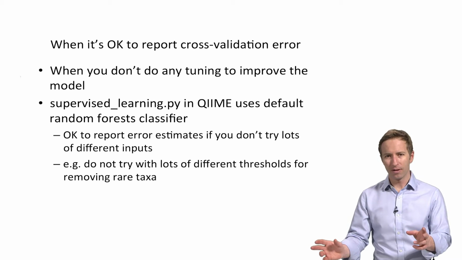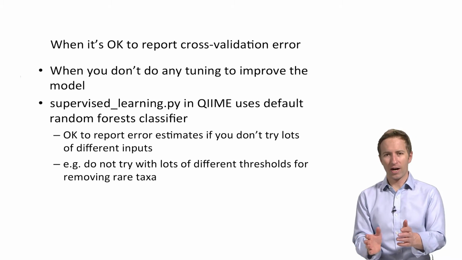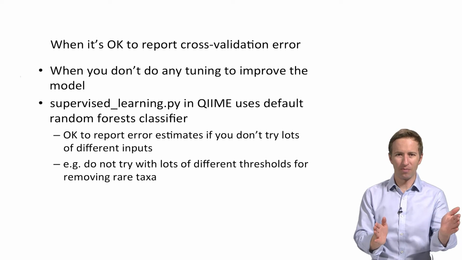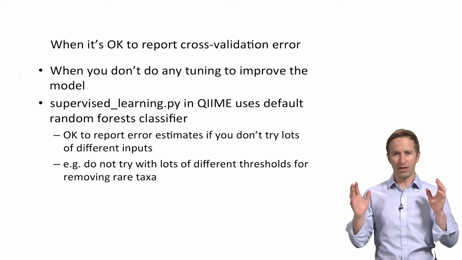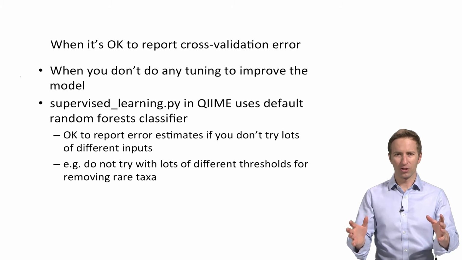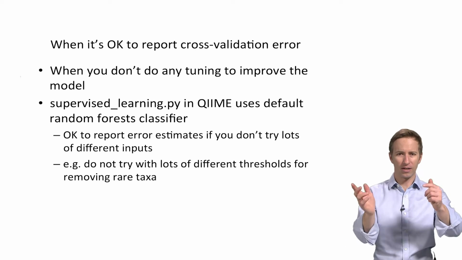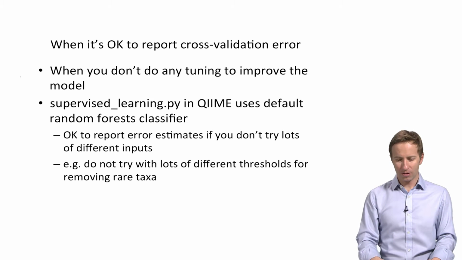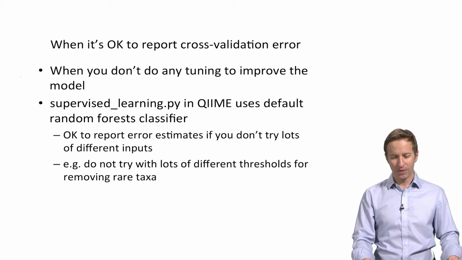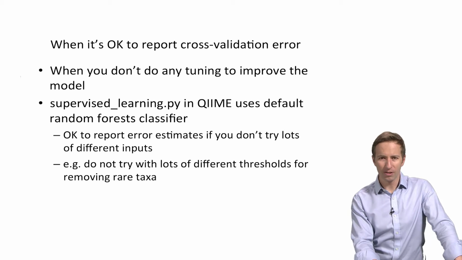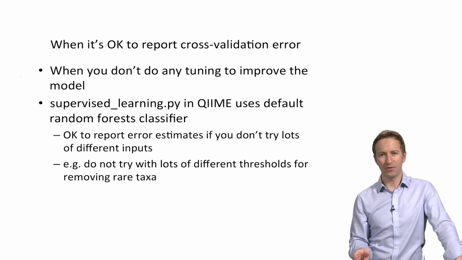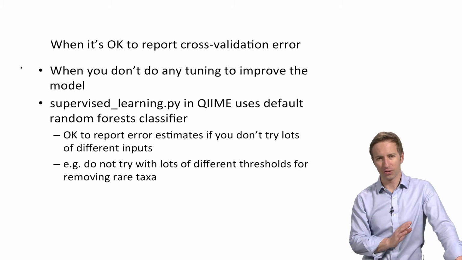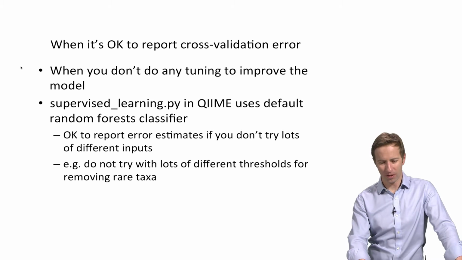So you're training the model, but you're not, say, trying 100 different values of some threshold that changes how your model behaves. You're just taking the vanilla flavored version of the model and running it on the training data and testing it. So in that case, you can just use regular cross-validation, and the supervised learning script in QIIME is using the random forest classifier, which by default does not do any tuning. So here, it's actually okay to just run this script and report the cross-validation error.